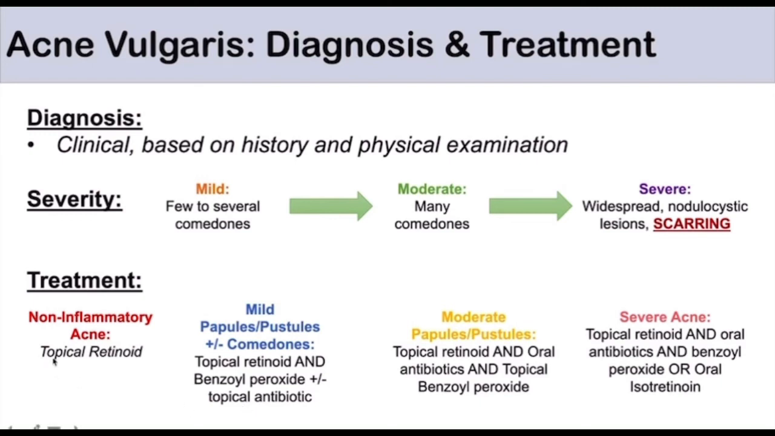So just wanted to talk about each of the severities and each of the treatments. Again, non-inflammatory acne, you can use topical retinoid, and then you add to that topical retinoid with each increasing level of severity. So you can add benzoyl peroxide and maybe a topical antibiotic. In moderate, you definitely add the antibiotic. So again, doxycycline is generally the choice. And then with severe, your option is oral isotretinoin at that point. Or you can still use the topical retinoid, oral antibiotic, and benzoyl peroxide.